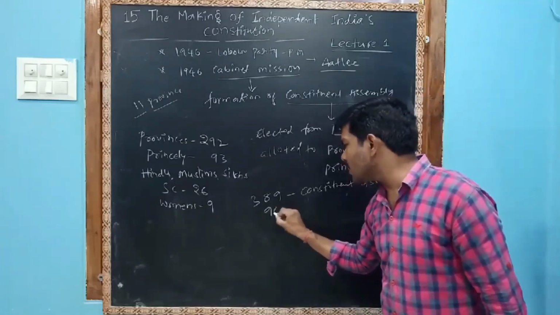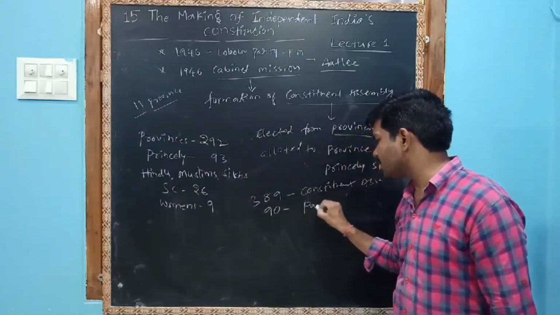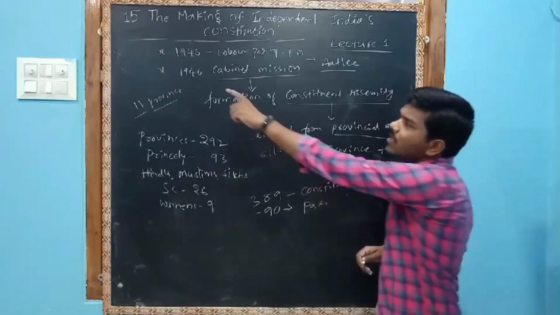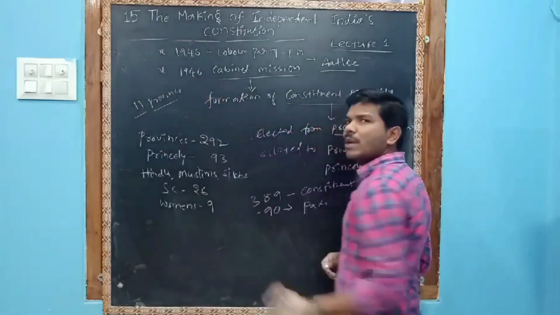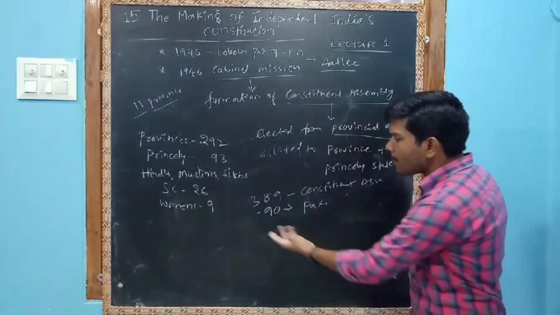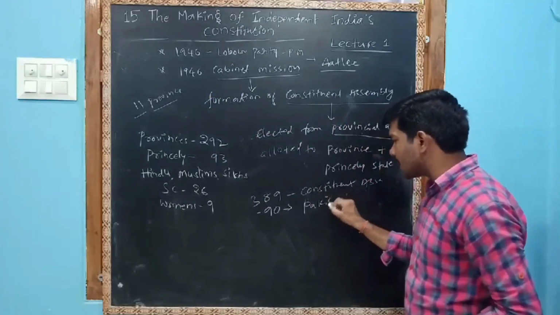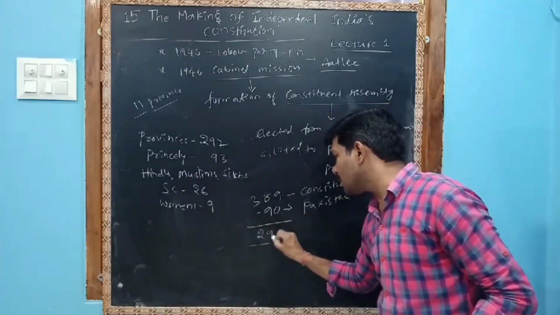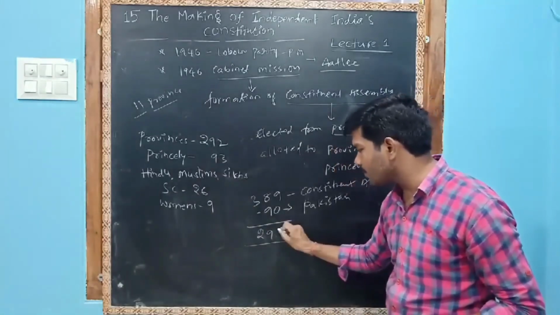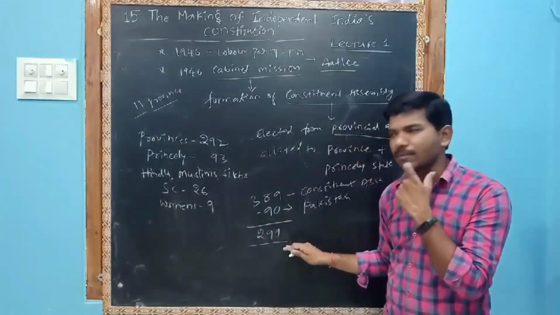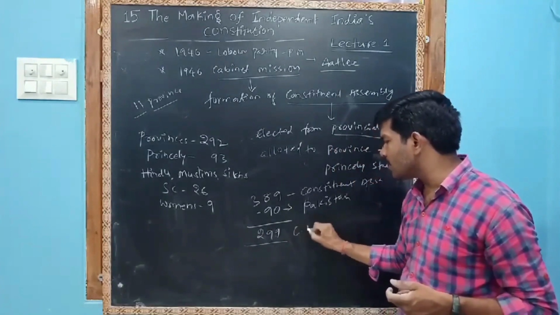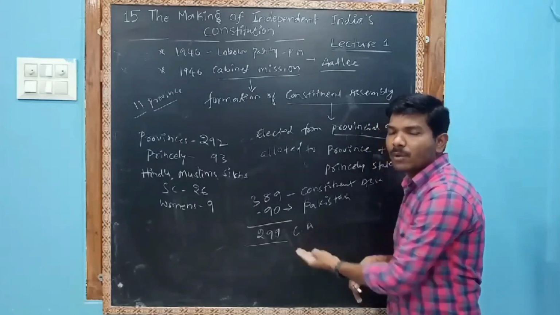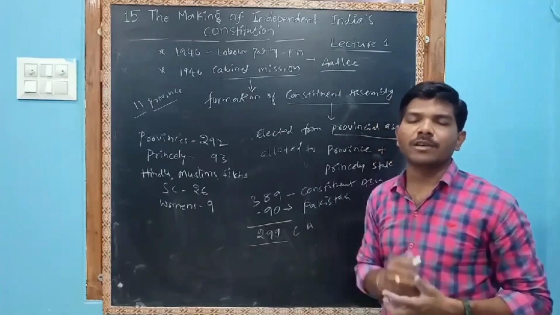But 90 members left for Pakistan. Minus 90, because after the separation in 1947, Pakistan separated, so the Pakistan members were left. So how many members are there completely? 299 members. The total Constituent Assembly members were 299. These 299 members started to make our constitution.